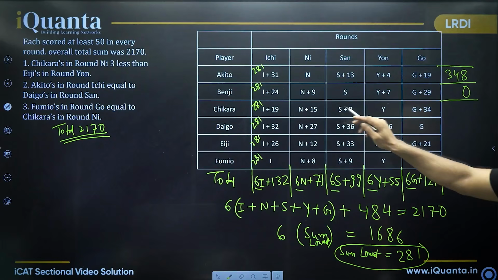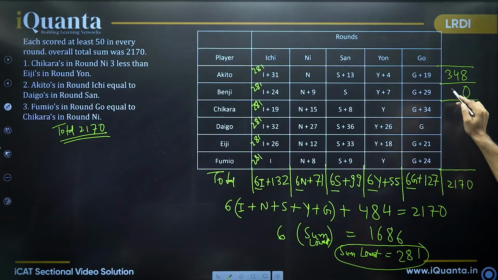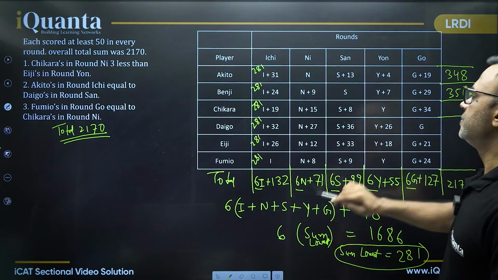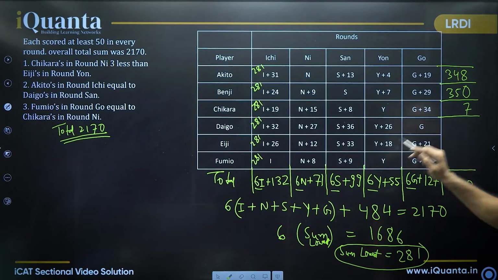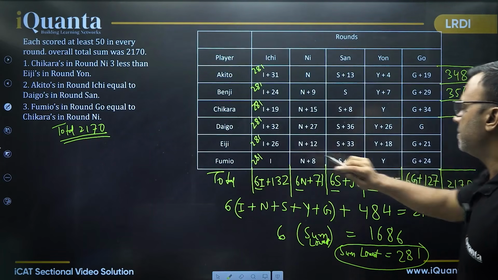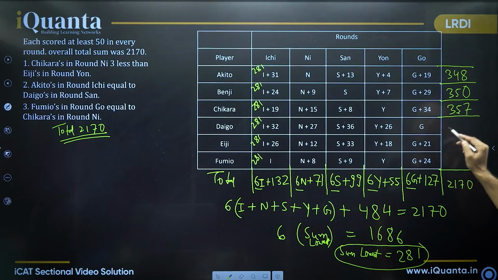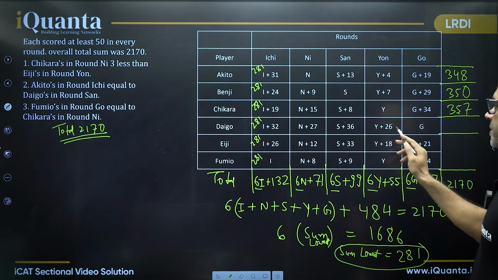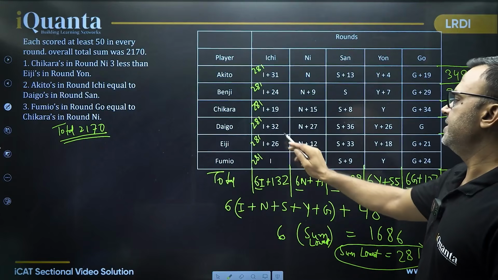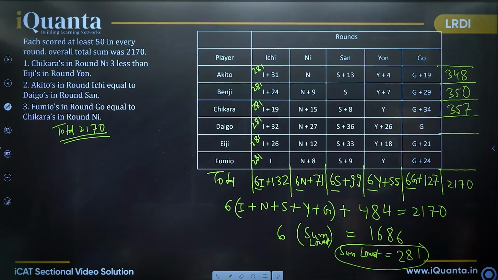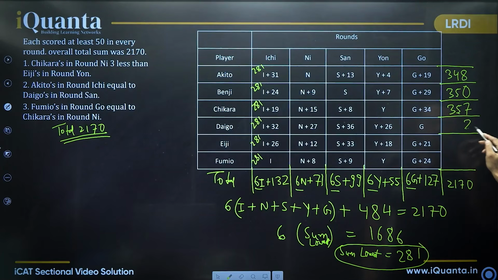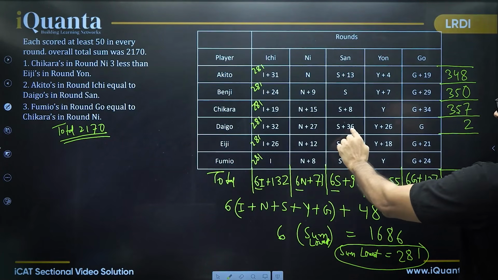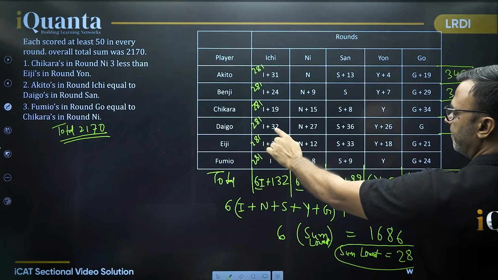3 and 2, 5, and 2, 7, and 28, 35. Very good. Then this one, 4 and 8, 12, 17, 26, 27. 2 and 3, 5, 6, 7, 28. Very good. Then 6 and 6, 12, and 7, 19, and 2, 21, and 1, 22. 1 and 2, 3, and 7, 10, 16, 22. 2 and 2, 4, and 3, 7, and 2, 9, and 3.